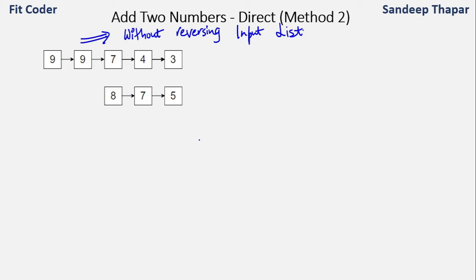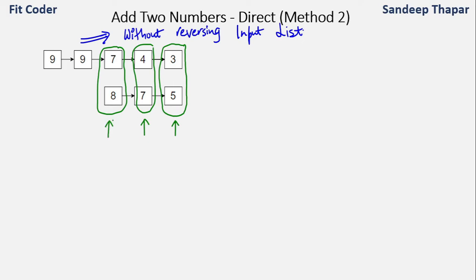Now we have to add these two numbers without reversing the input list that we are given. If these two linked lists are given, we know that we need to add the numbers from the reverse direction. So we need to add 3 and 5, 4 and 7, and 7 and 8. Basically we need to add the numbers which are in the same position from the end of the linked list. Because 3 and 5 both are at the last node, then 4 and 7 are one node from the last node, and 7 and 8 are two nodes from the last node.